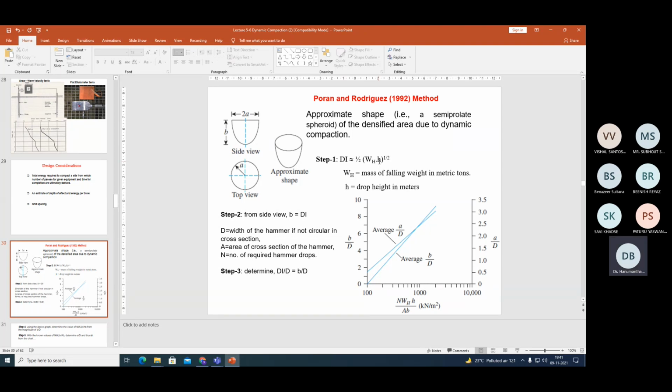So, but normally when we study in a theoretical way, we go in a reverse way. So step 2, from the side view, B is equal to DI, that is depth of the improvement, where D is width of the hammer, if not circular in cross section, A is equal to area, cross section area of the hammer, and N is equal to number of required hammer drops. So calculate from the step number 2 depth of the improvement.